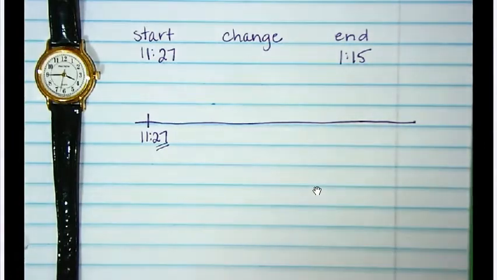Or I can wait until I deal with the hours and then come back to do it. So there's two different ways. I'm going to start by getting to that easy 11:30 and then do some bigger jumps and then go back with the minutes. And then I'll have to add everything together.